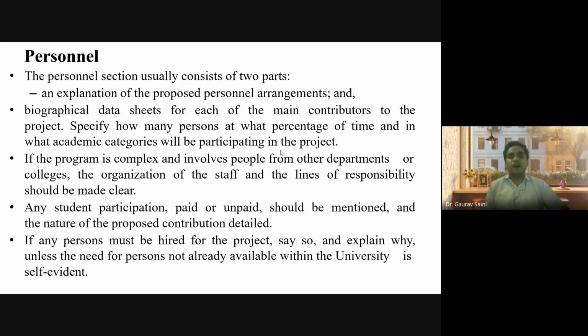If any person must be hired for the project, say so and explain why, unless the need for a person not already available within the university is self-evident. It means if you are hiring any person from outside, you must explain why your university, your organization, your institution does not have a person who can fulfill that need. You have to mention effectively that this kind of specialist is not available in our university. Why are we not using our students for that particular project? You have to mention it very clearly.